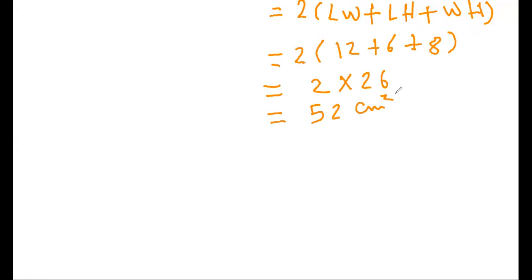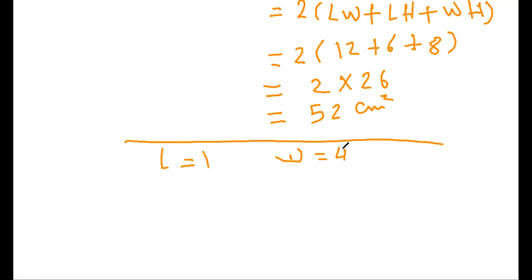Okay? Who will complete? Mustafa Saleh? Calculate the height of the other cuboid if its length is 1 centimeter and its width is 4 centimeters. So the length of the second cuboid equals 1 centimeter and its width is 4 centimeters. And the total surface area is 52. I think now you can find the height of the second cuboid. I write 52 equals what, Mustafa?